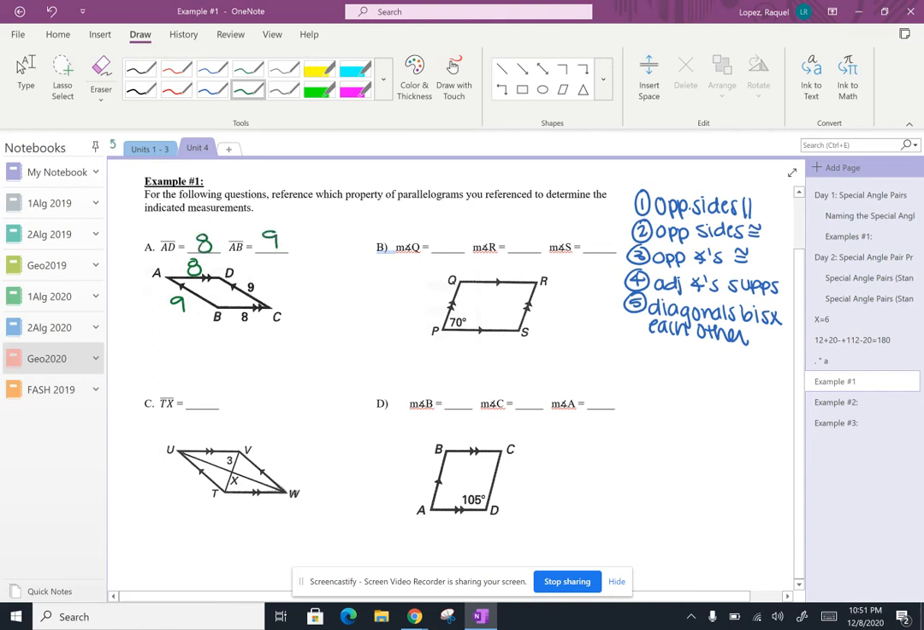Okay, let's take a look at B. So I've got another parallelogram here, and they give me the measure of one angle. Well, one of the other properties of a parallelogram is that opposite angles are congruent. So if angle P is 70, that means angle R is also 70 degrees. And then the fourth property is that adjacent angles are supplementary. So that means P and Q are going to be supplementary angles, and supplementary means they add to 180. So we can just do 180 minus 70 and we'll get 110. So that means angle Q must be 110 degrees, which means angle S also has to be 110 degrees because it is opposite Q.